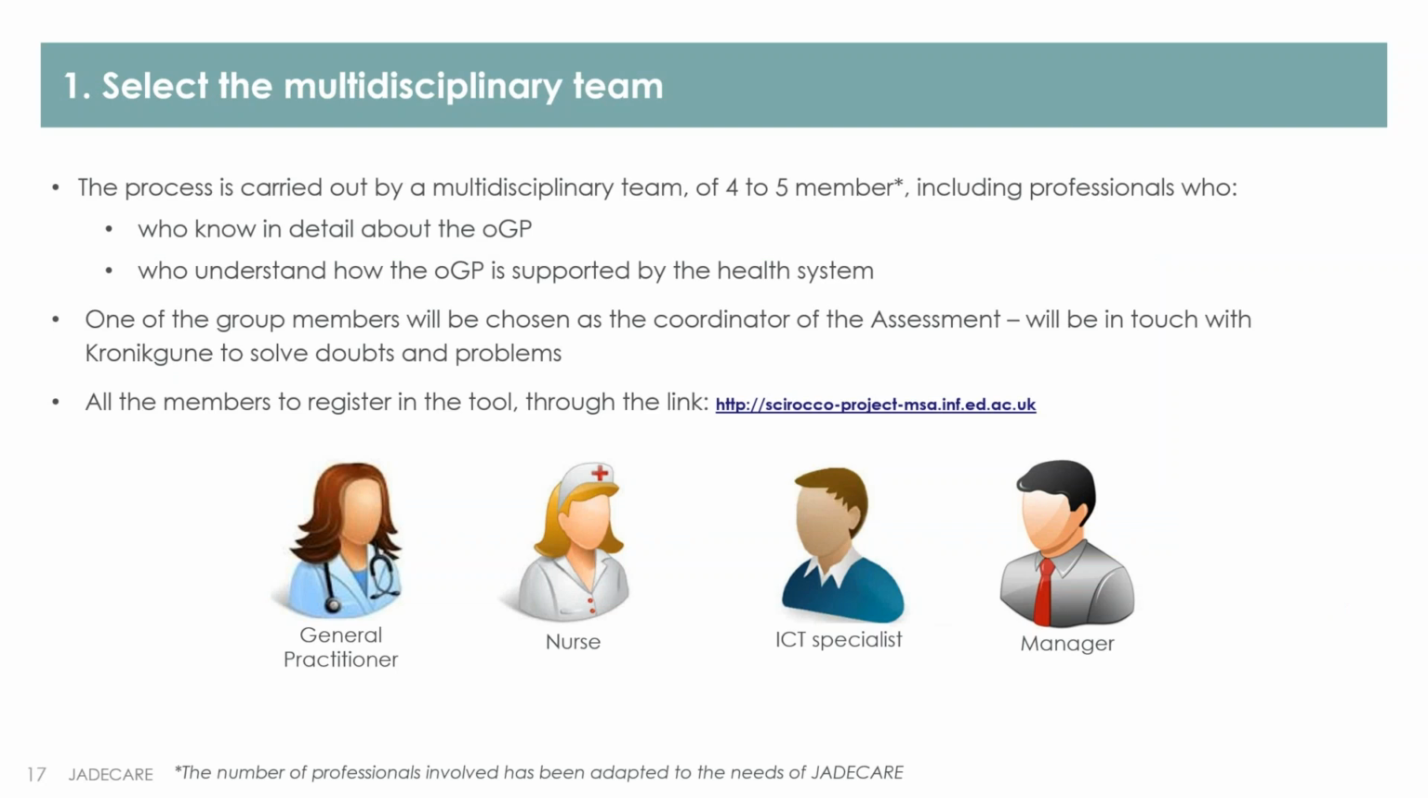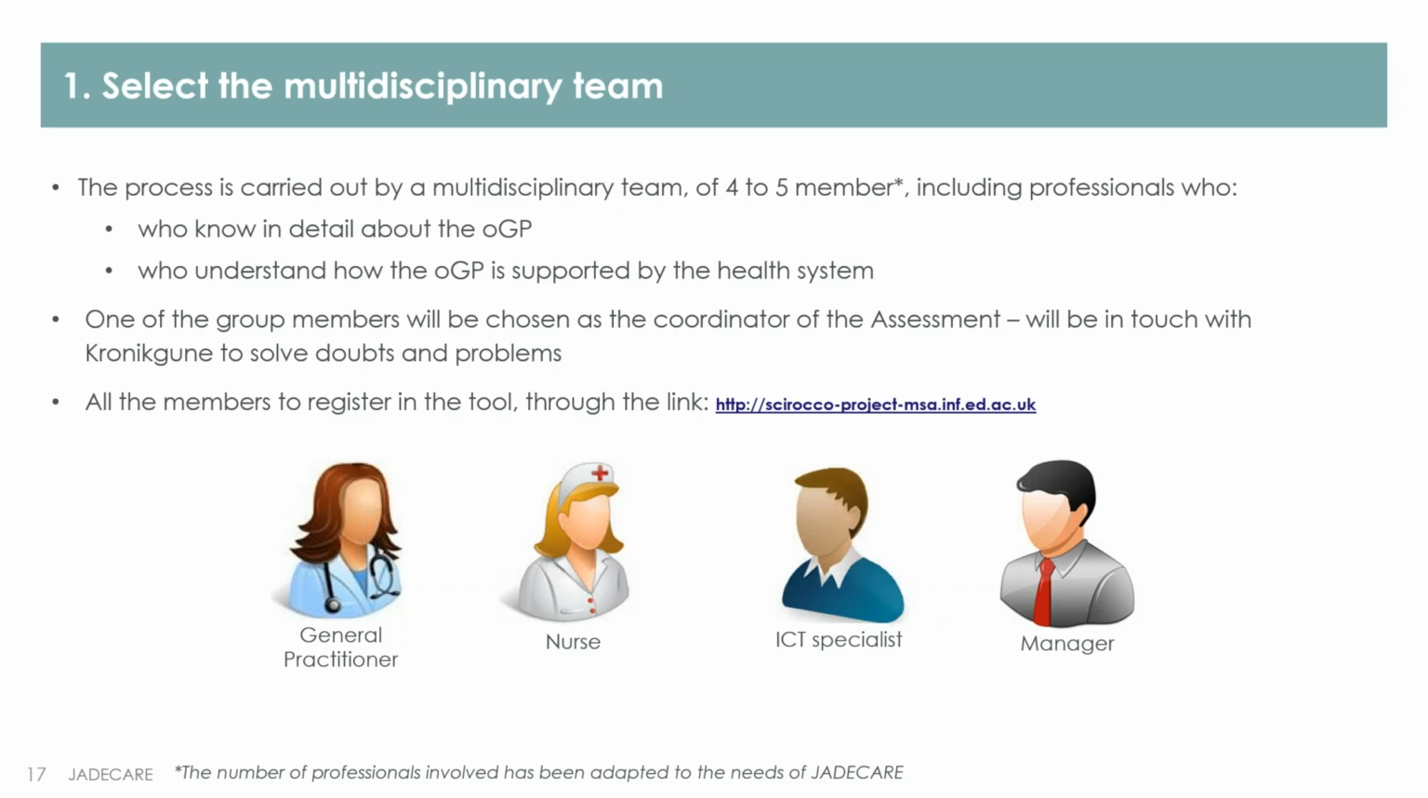The first one, to select the multidisciplinary team. Well, the process is carried out by a team of 4 to 5 members. This number has been adapted to the needs of JADECARE. Originally, there were 6, 8, 10. And it includes professionals who know in detail about the original good practice and who understand how the OGP is supported by the health system.